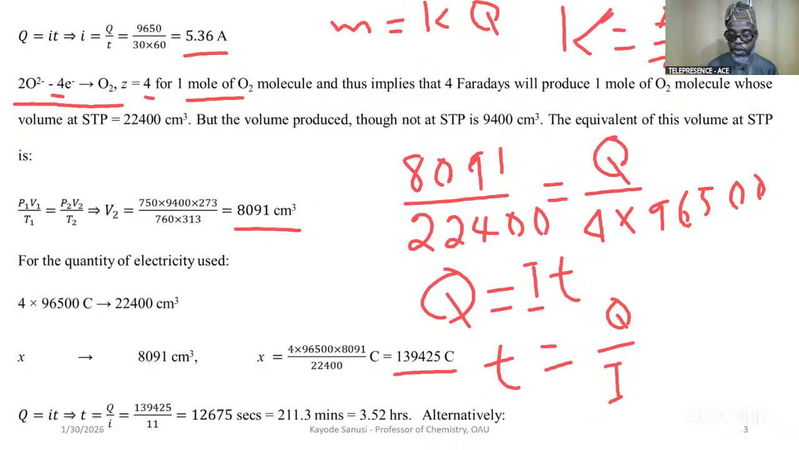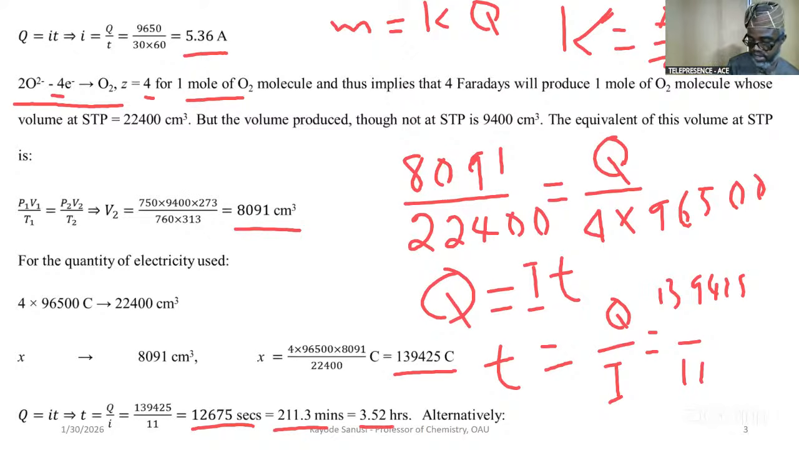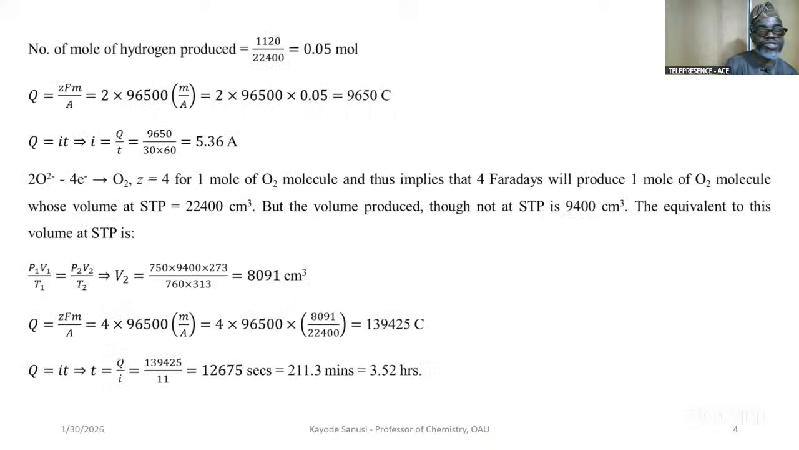All right. So from here, we will obtain the time. And if we impute our value of Q, which is 139,425 coulomb, over 11 ampere, we are going to get this time in seconds, okay, and the equivalent in minutes and also in hours. So I just try to show the different methods that can be used to obtain the same answer. All right. So that is what I have here.